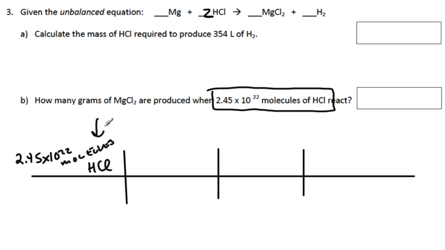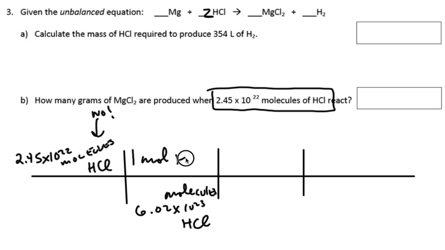Do I have moles in the upper part of the grid? No. So I have to have molecules down here. The only conversion factor with molecules in it is Avogadro's number: 6.02 times 10 to the 23rd molecules of HCl is equal to 1 mole of HCl. Once I get moles in the upper part of the grid, it's time for the turkey. So who am I comparing? I'm comparing MgCl2 and HCl.